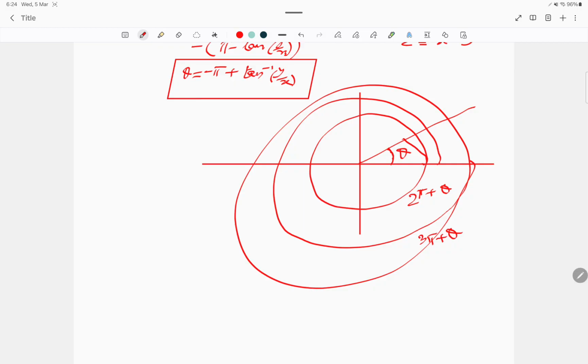So general argument. Therefore, the general argument is denoted by capital A, arg Z, which is equal to principal argument plus 2k pi, where k is an integer. So this is the difference between argument and principal argument and general argument. To find the general argument, first we have to find the principal argument, which is the unique value of theta. Then we just add 2k pi, where k is an integer, and it becomes the general argument. So this is the very basic difference between principal argument and general argument.